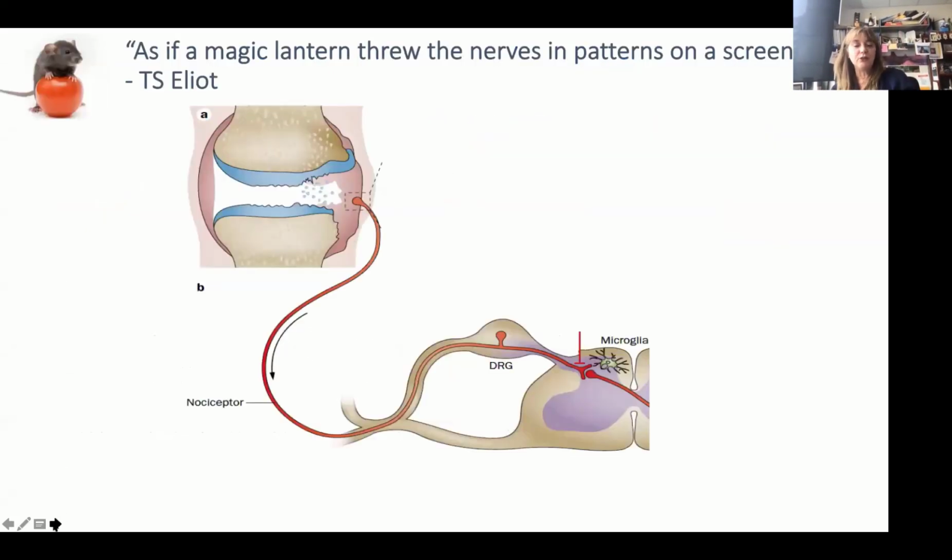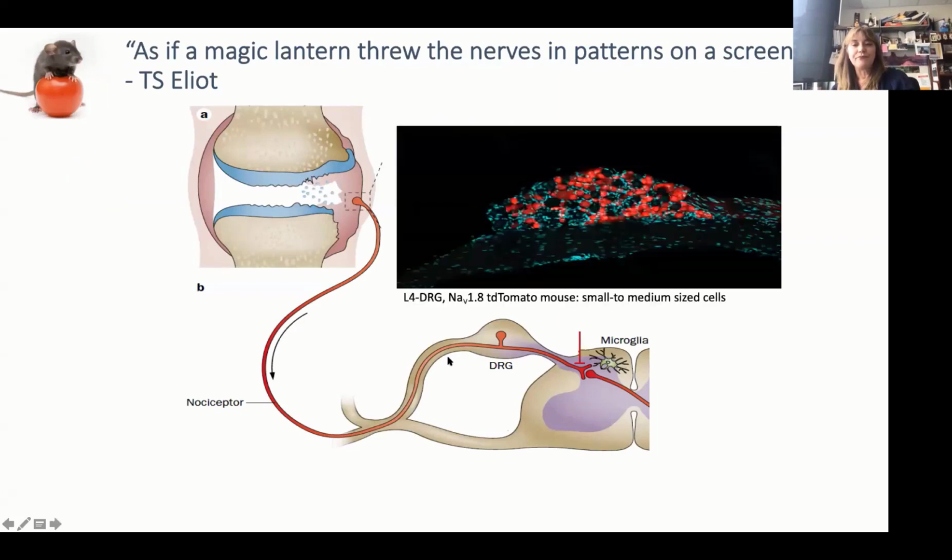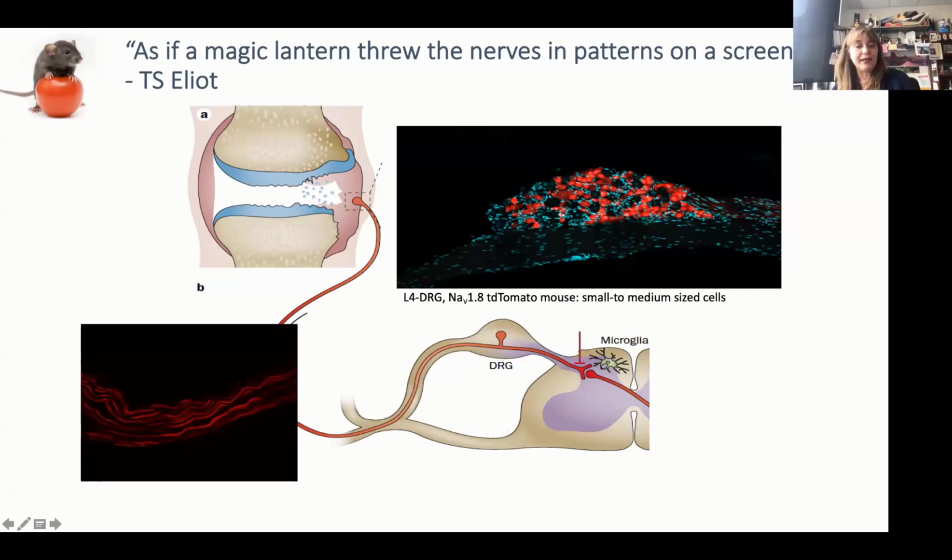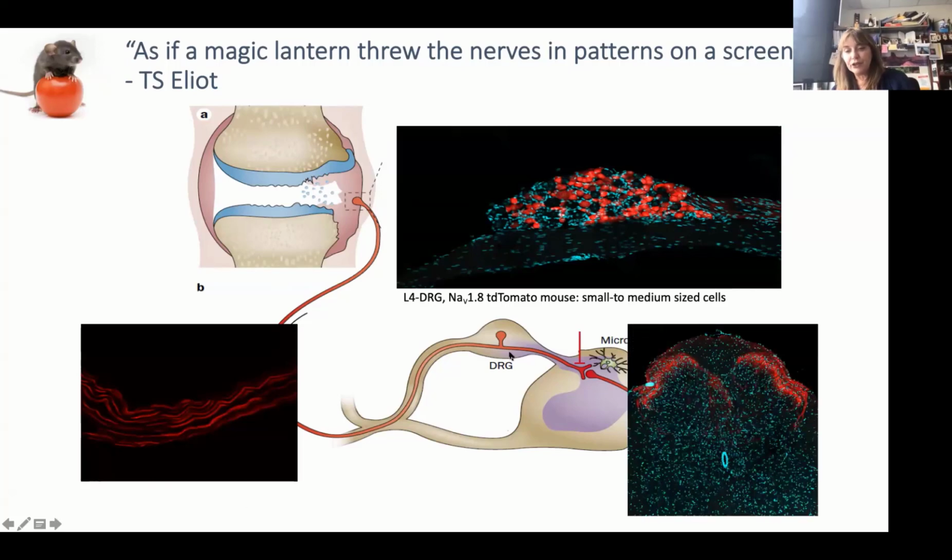So if we actually look now at these mice and we go look at the dorsal root ganglion, you can really see these red cell bodies here, small and medium-sized, those are nociceptors. So here we can look at the nerve fibers. You can see that you can trace the nerve fibers. You can also see them beautifully enter the dorsal horn of the spinal cord here. So this is really a very powerful tool to sensitively go look at where are free nerve endings in mice.